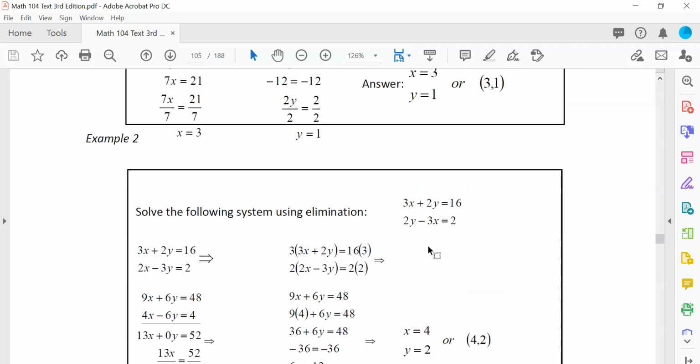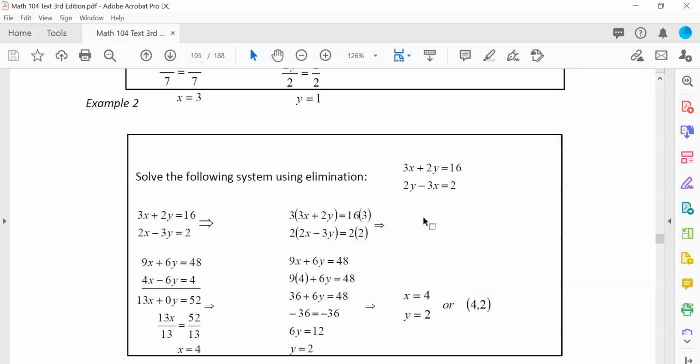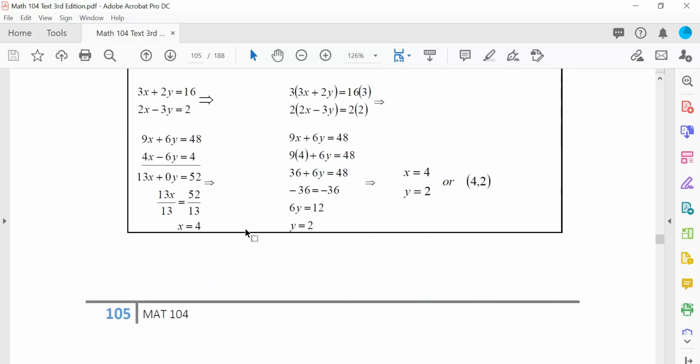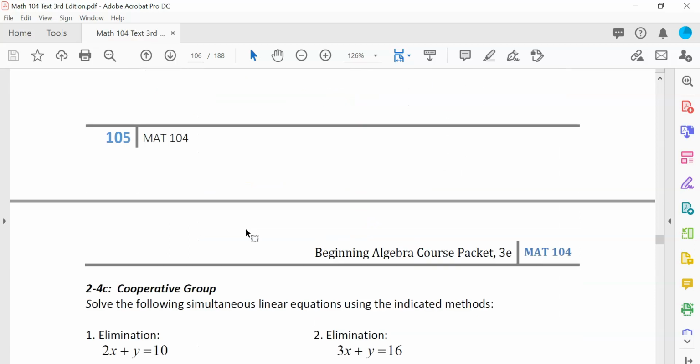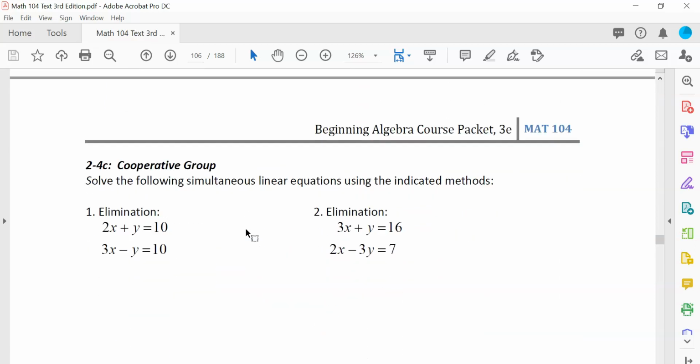Now the question becomes a little bit more interesting when we do not have terms which are opposites. I'm going to skip this example too because it has a typo in it. It goes from 2y in the first question here, right there, to 2x. So I'm going to skip it. I'm going to do one of the cooperative group problems instead.